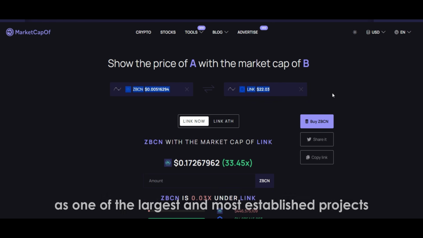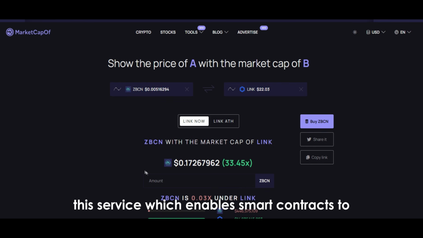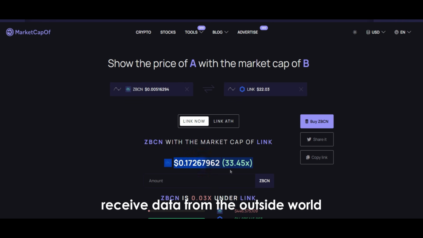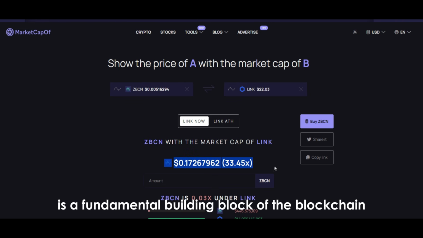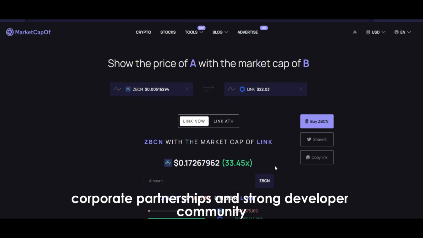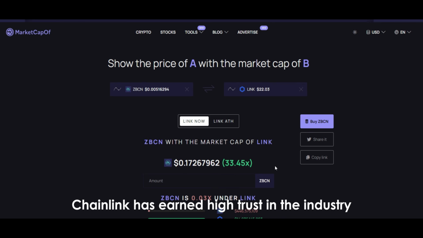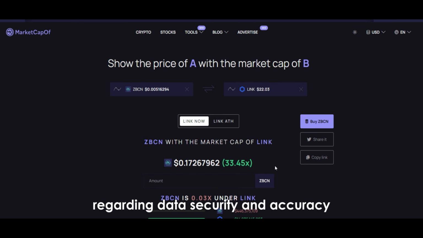Chainlink is regarded as one of the largest and most established projects providing decentralized Oracle services. This service, which enables smart contracts to receive data from the outside world, is a fundamental building block of the blockchain ecosystem. Chainlink's technical infrastructure, widespread adoption, corporate partnerships, and strong developer community have made it a leader in this field. As a result, Chainlink has earned high trust in the industry regarding data security and accuracy.